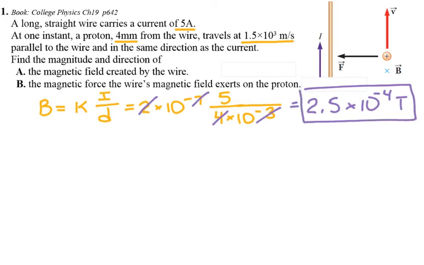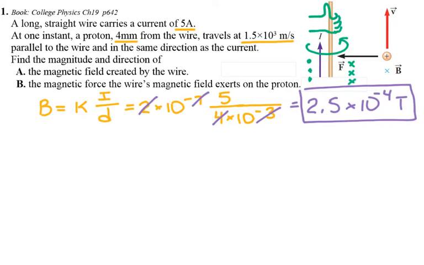Now, to figure out the direction of the magnetic field around the wire with the current, I have to place my right-hand rule. So my thumb is going to be directed in the direction of the current, and then I'm going to wrap my fingers in this direction, like this. So looks like the magnetic field around the wire is going to go in this direction. So that means on the left side of the wire, the magnetic field is coming at me, and on the right side of the wire, the magnetic field goes away from me.